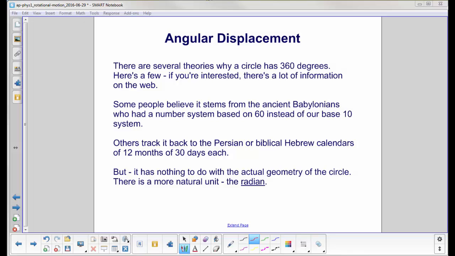We're going to define another new unit that will help us explain this rotational motion. First of all, let's start with the circle. Why does a circle have 360 degrees? That seems like an odd number.